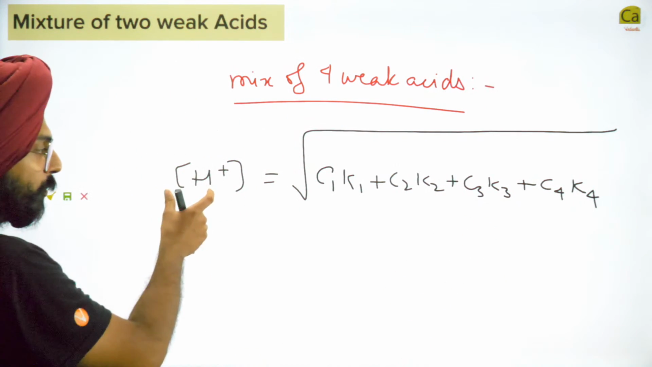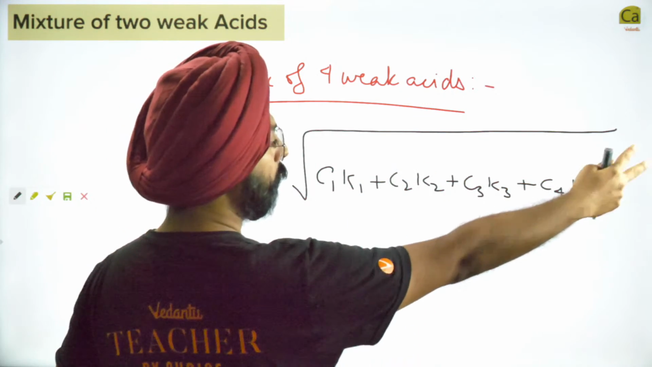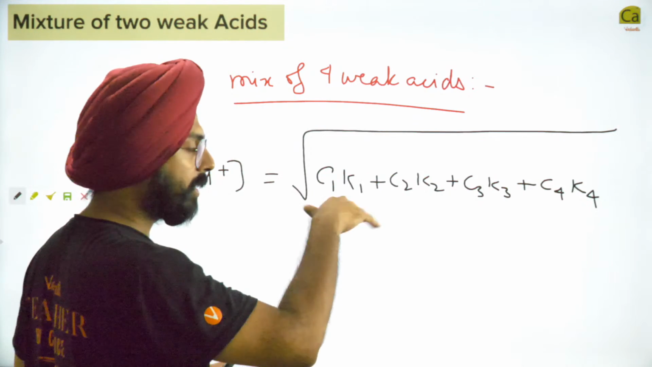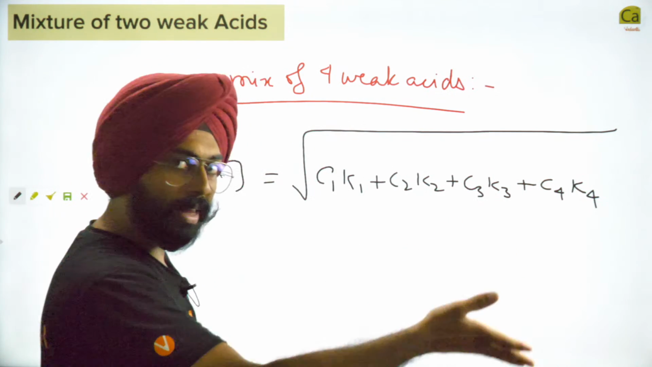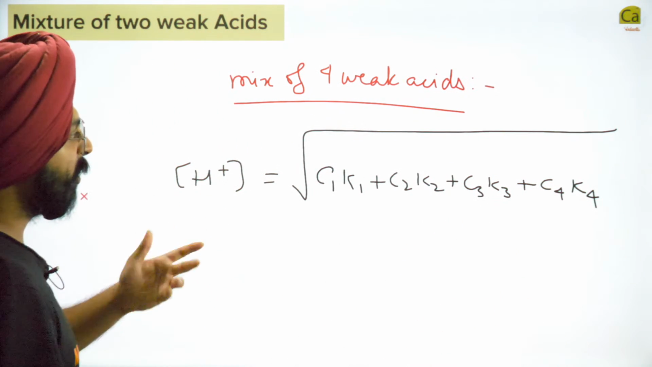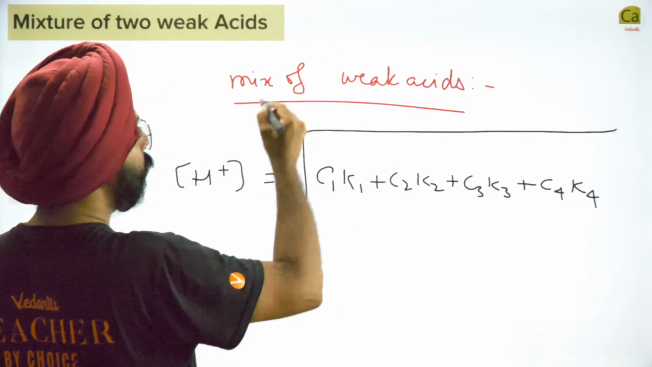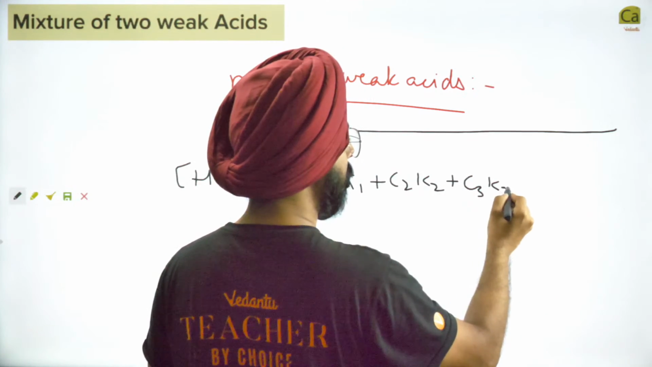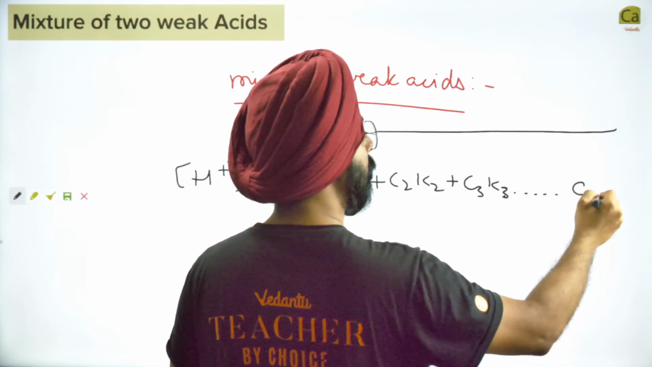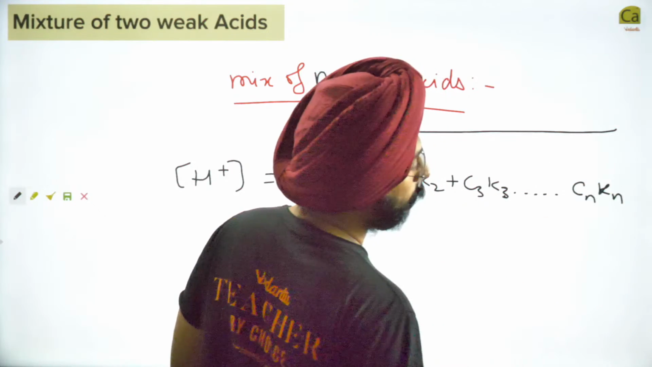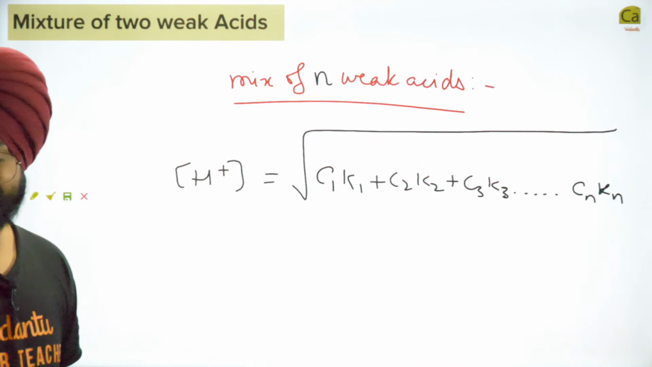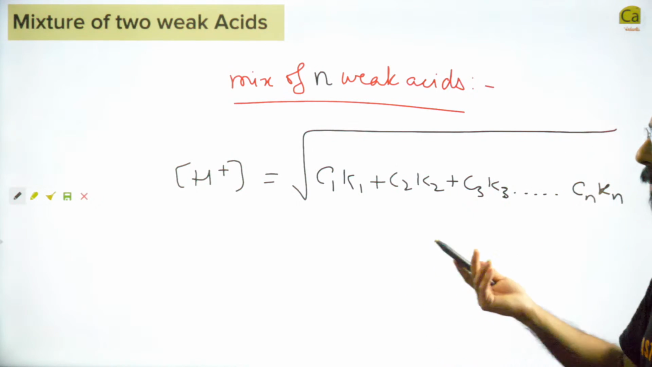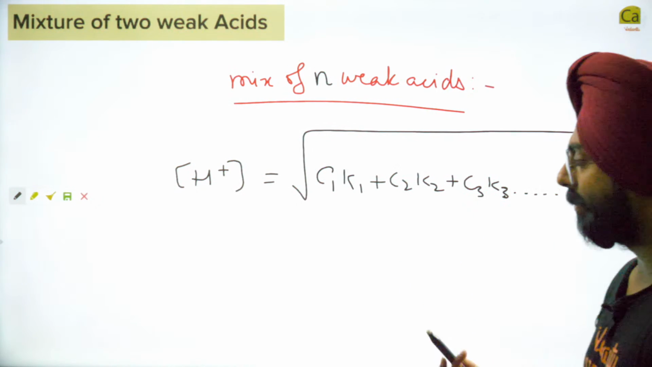Yeah, H positive concentration is equal to root of C1K1 plus C2K2 plus C3K3. What is C1? Concentration of the acid that you've taken. What is K1? Acid dissociation constant of that acid. ठीक है? So if you have, let's say, n number of weak acids, just keep adding this till CnKn. Just take the root of the entire thing. Beautiful. Yeah, काफी सही, अच्छा सा result है, very beautiful result.